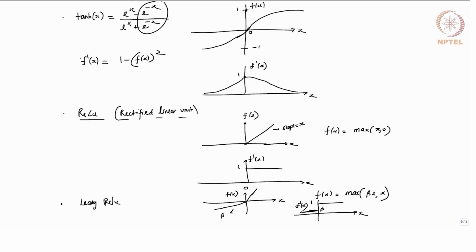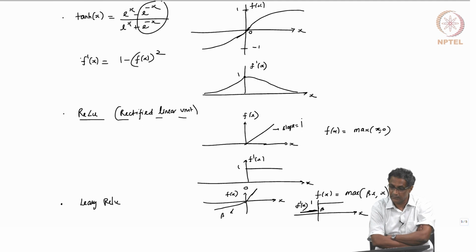ReLU is not like that. On the positive side, you can go as much as you want with the slope 1. Oh, slope is equal to 1, not x. I don't know how I wrote slope equal to x. The slope is 1. Sometimes I have something in my mind, and then I may not write the same thing there. So if I make a mistake, let me know.